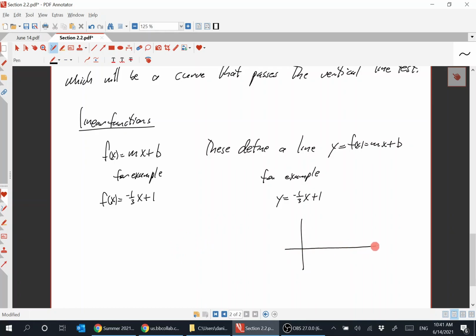So the y-intercept here is 1. The x-intercept here is 3. And that's the easiest way to graph a line, just to find the x and the y-intercepts. That should be black.